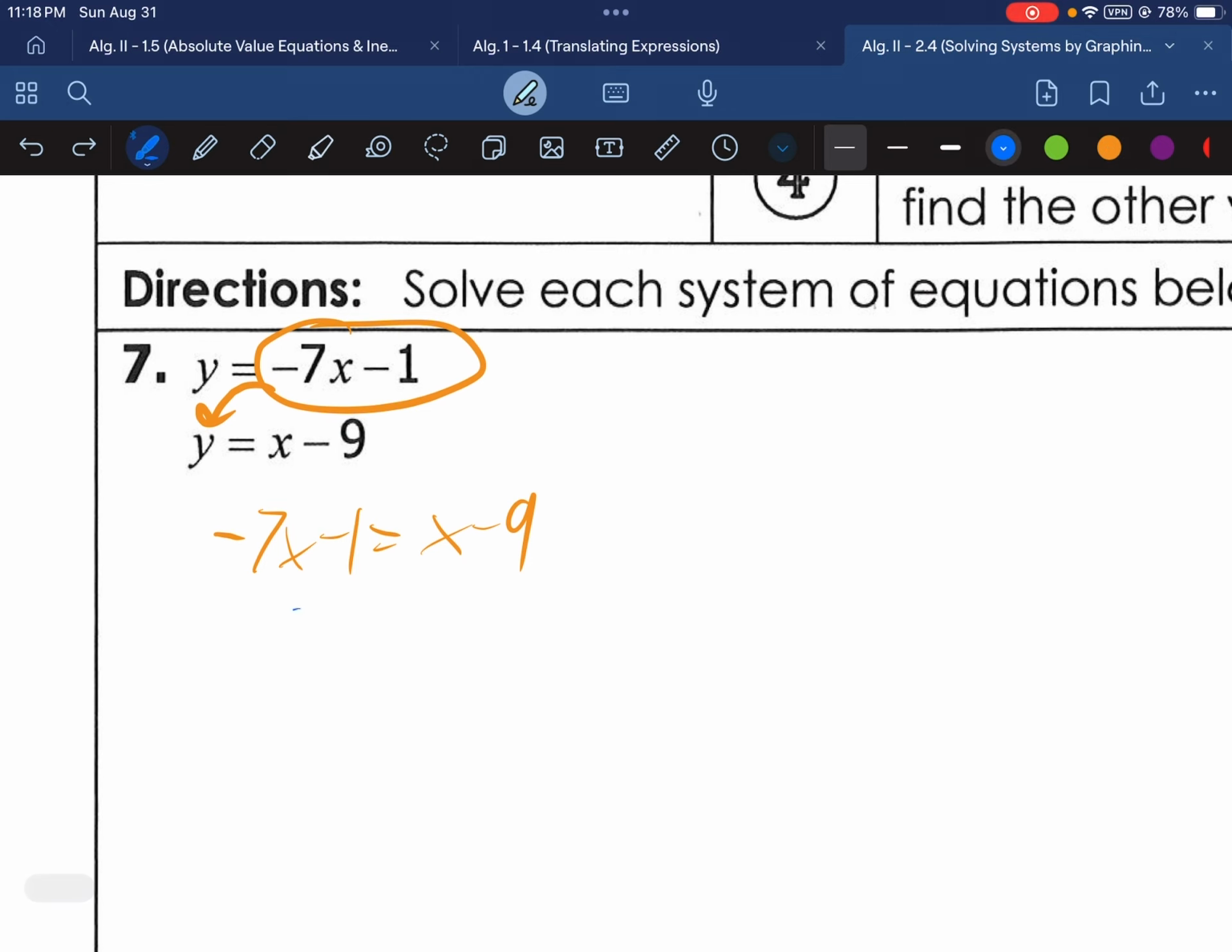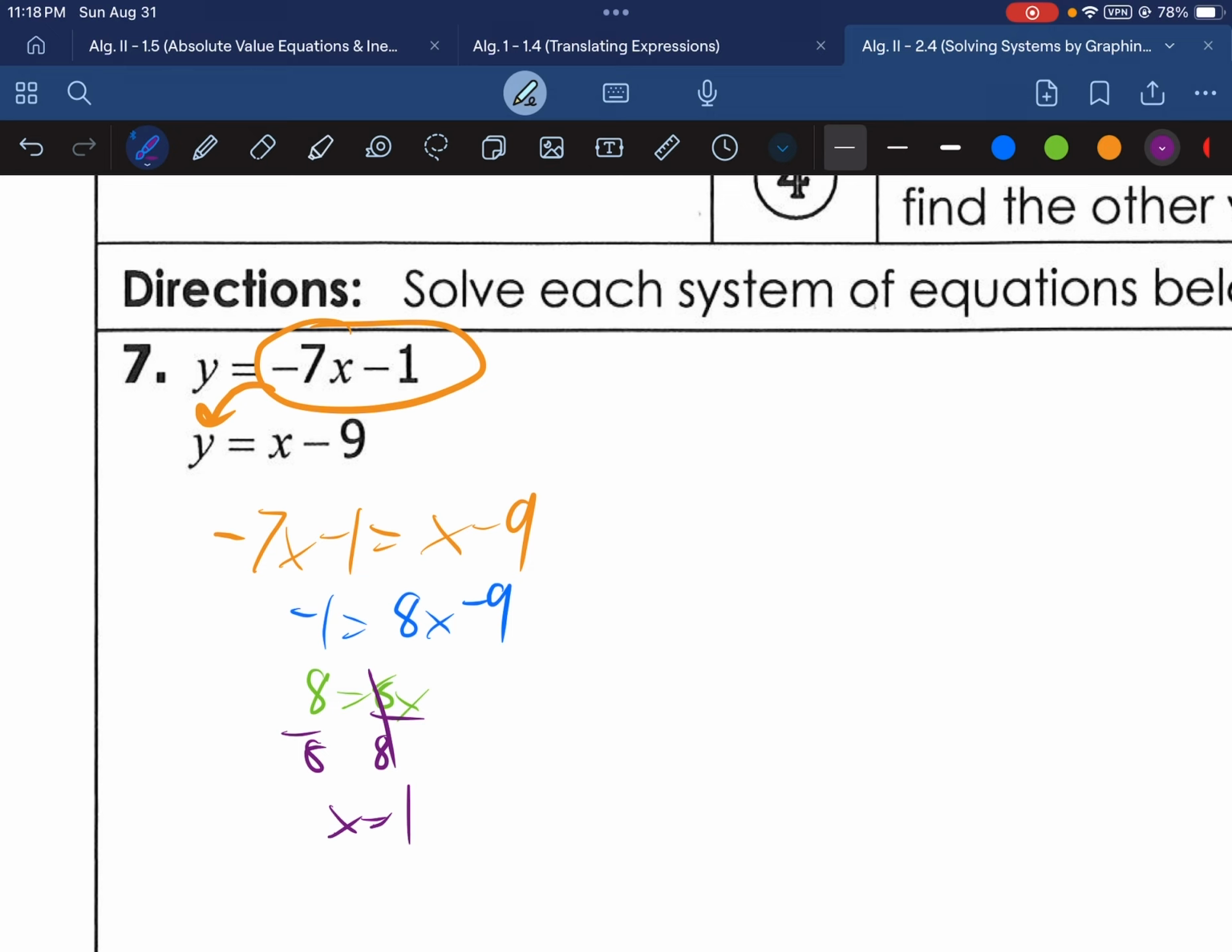So I'd add 7x to each side, and I get negative 1 equals 8x minus 9. I add 9 to each of these, and I get 8 equals 8x. And dividing both sides by 8, I get x equals 1.